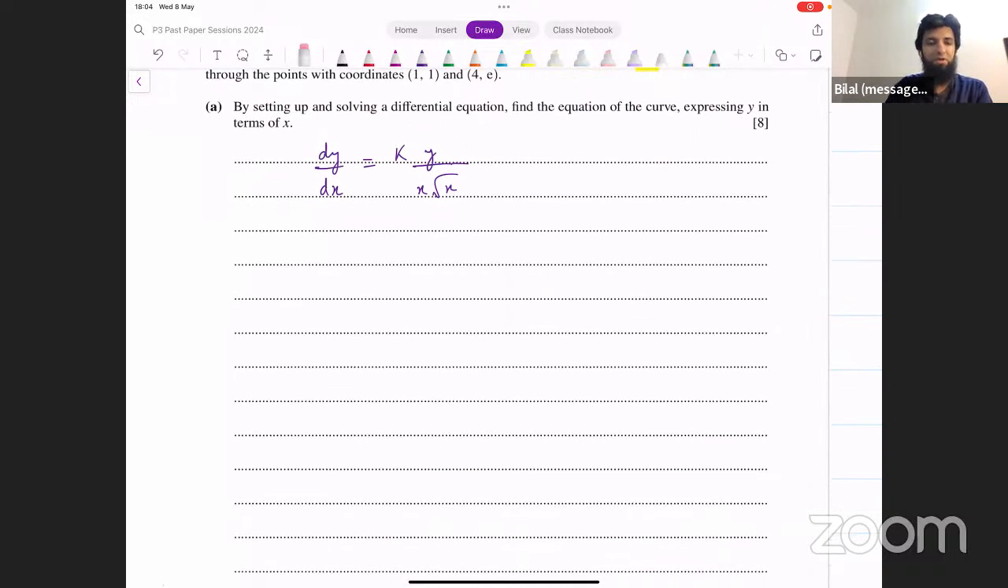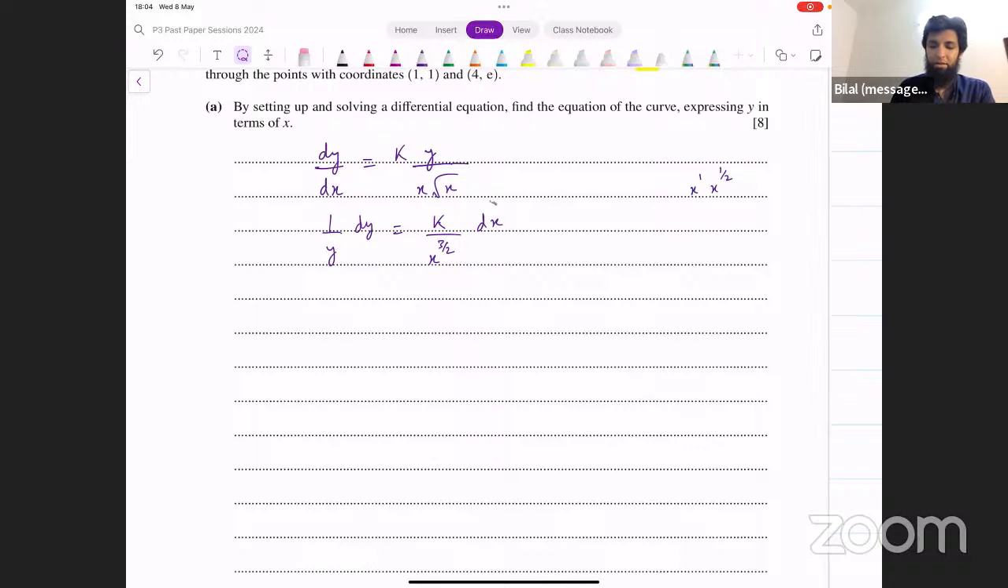How do you do that? The first thing you have to do is separate the variables. Y terms on the left side, so we can take this y to the left. It becomes 1 over y into dy on the left side. Take dx to the right, and it becomes k over x into root x. I'm going to write it like this: x raised to power 1 into x raised to power 1 over 2. What does that become? x raised to power 1 plus 1 over 2. That's x raised to the power 3 over 2. And then we have dx here.